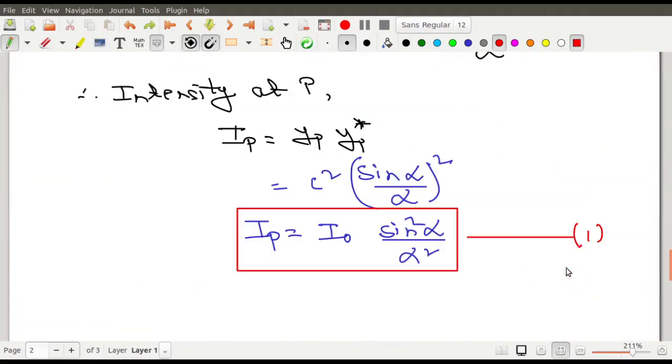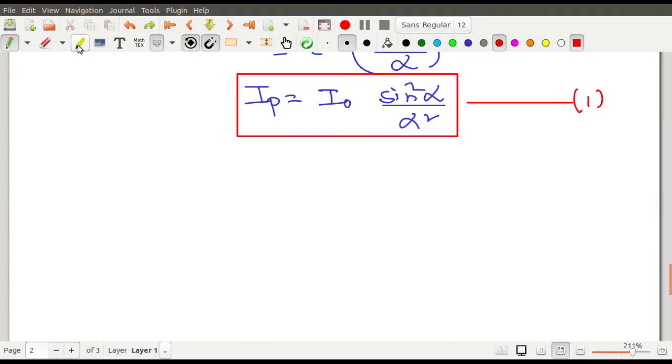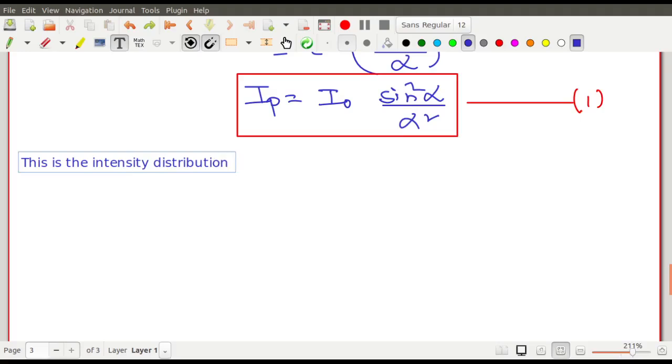So that is the effect that we are going to study next. Let me write it here: this is the intensity distribution function for the single slit, which we will call IDF. The standard name is intensity distribution for the single slit diffraction.